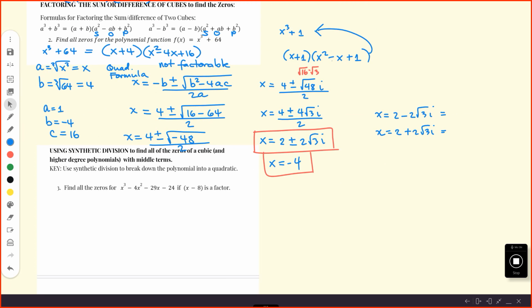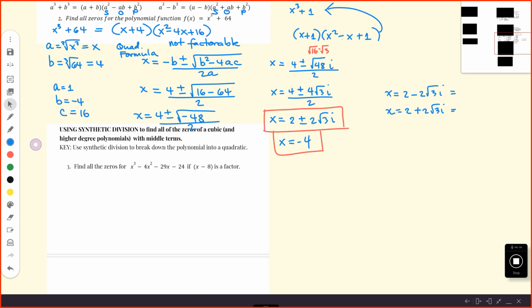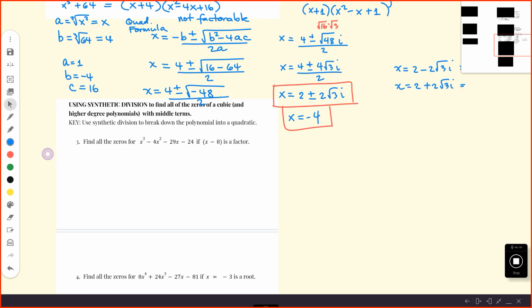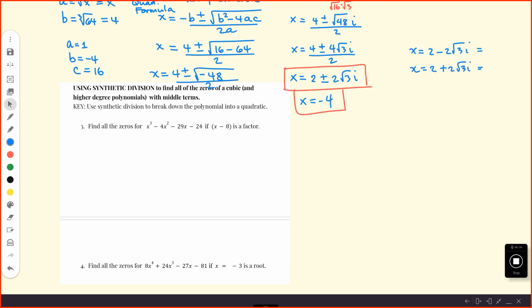Now, what if we're given one of the factors already? So we can use the synthetic division method, right? And then reduce it to quadratic. If it's cubic, reduce it to quadratic, and from quadratic we can factor or use the quadratic formula. So we're going to find all the zeros for x cubed minus 4x squared minus 29x minus 24, if x minus 8 is a factor. I'm just going to do 3 and 4, and then you'll do number 5 for your practice.